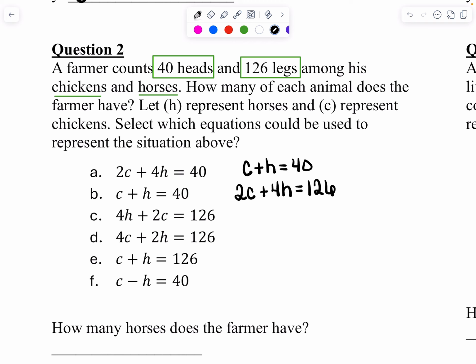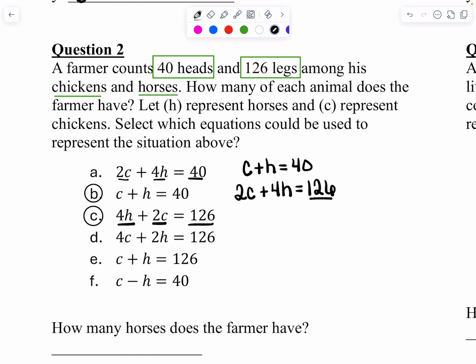So I have equation B, and then 2C plus 4H. Now I don't see that looking at it directly in that form, but I do see 4H plus 2C. Because here I have 2C plus 4H, but that equals 40, and I need 126. So here I have 2C plus 4H. That one equals 126. So my answer is B and C.